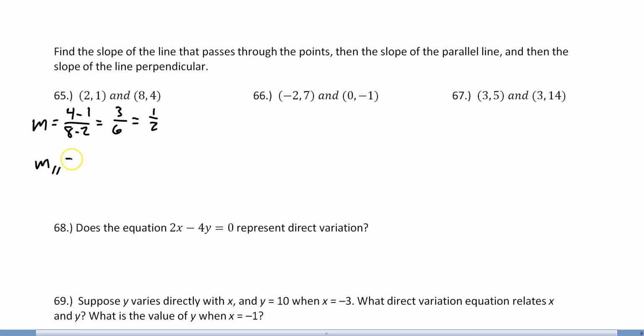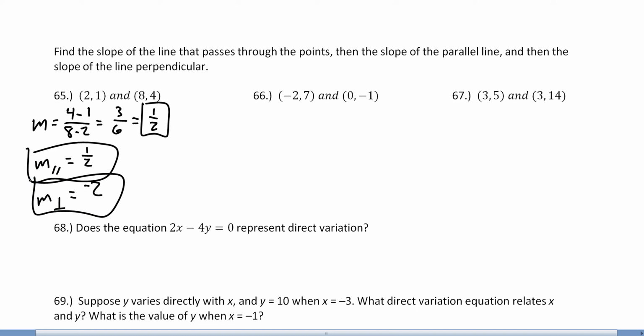That means the parallel line would also have a slope of 1/2 because parallel lines have the same slope. The slope of the perpendicular line would be the opposite reciprocal, which is -2 over 1, which is -2. Okay? So there's the slope, parallel line, and then the perpendicular line. Okay? Same thing with the next one.